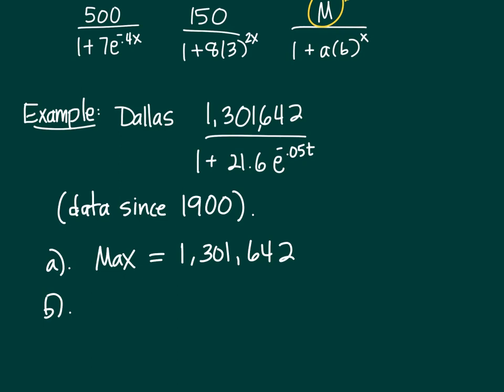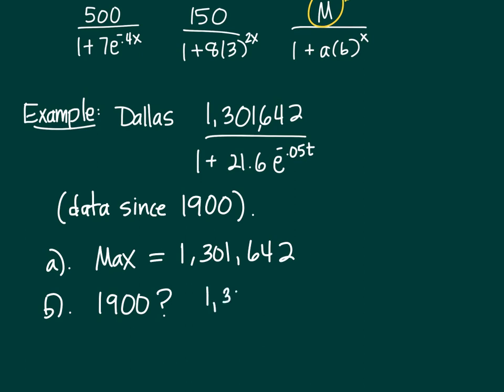Okay, part B. What was the population in 1900? What's the population in 1900? Well, you're not just going to drop 1900 into that equation. This is when the population is starting to be measured in Dallas, in 1900. So instead of putting 1900 in, what actual value are you going to drop into that equation? Not 1900, 0. And you don't even really need much of a calculator to do that.